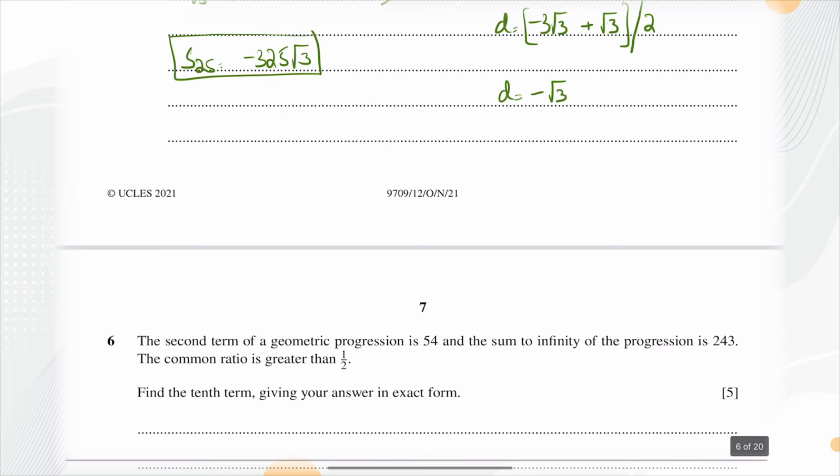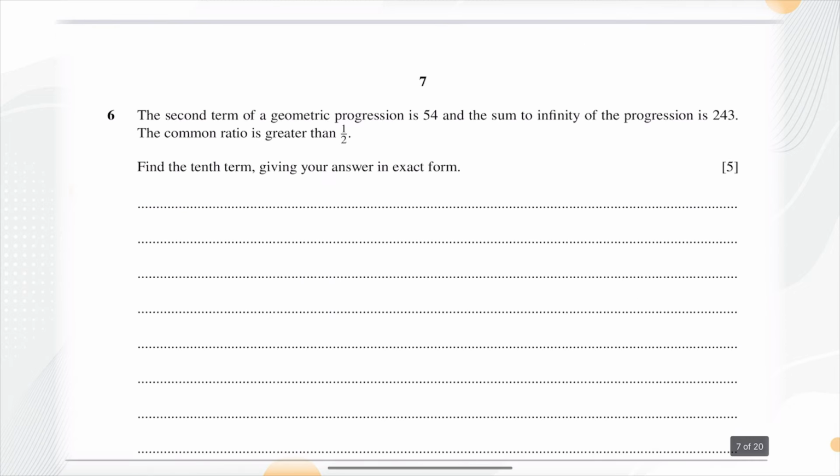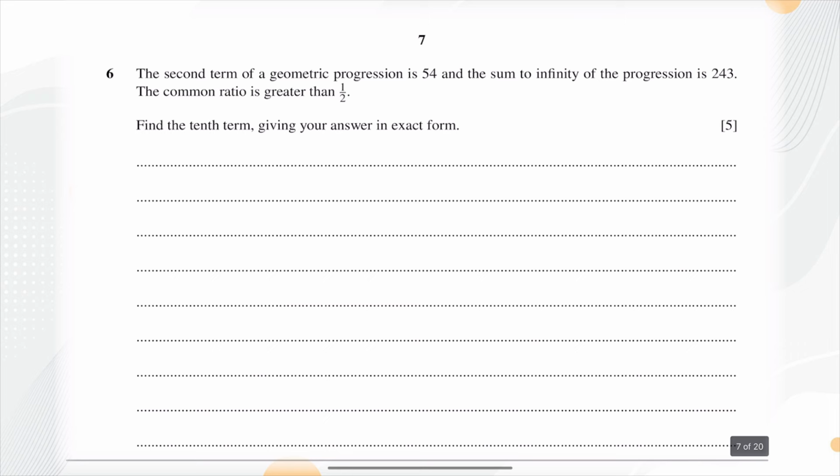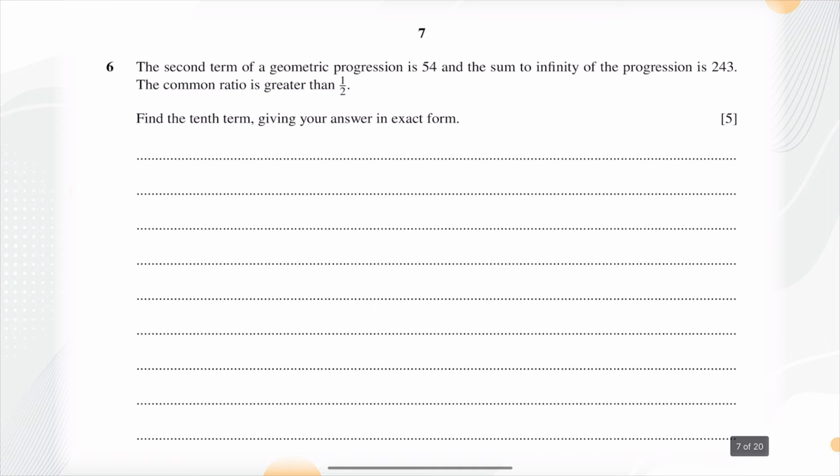Oh, okay. So question number 6 is of GP. It says the second term of a geometric progression is 54, and the sum to infinity of the progression is 243. The common ratio is greater than half, so this probably means that we'll get two answers. One of them would be greater than half, and that's the answer that we're going to go with. Find the 10th term, giving your answer in the exact form.